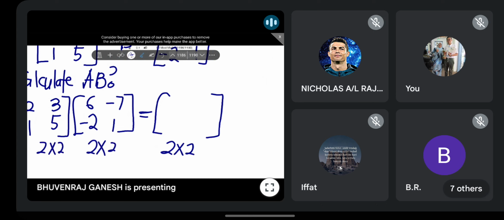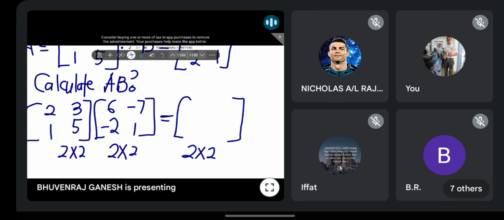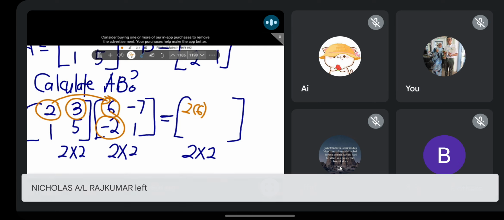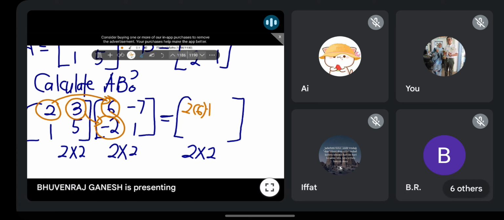So now how do we do it? Look carefully, guys. This one is important. A lot of people get confused here. So pay attention. This one, multiply with this first. The first element multiplies with the first element of the second bracket. So it's like this. You will have 2 multiplied by 6. Okay, not yet finished. You multiply these two. This is the second step. So 2 times 6 plus 3 times negative 2.